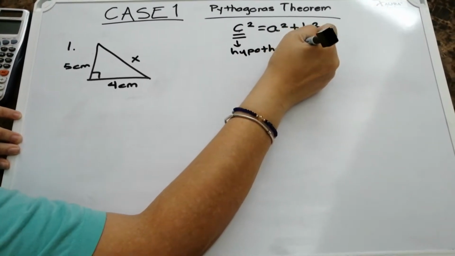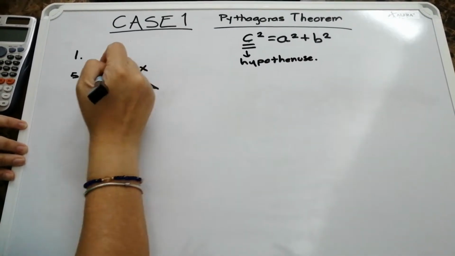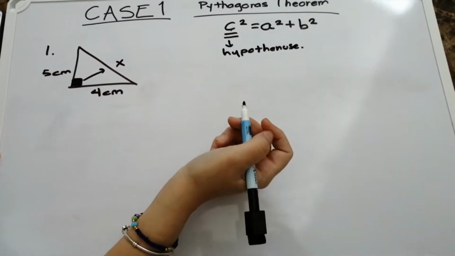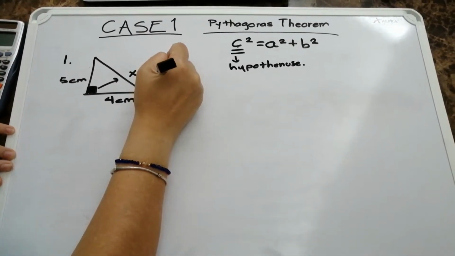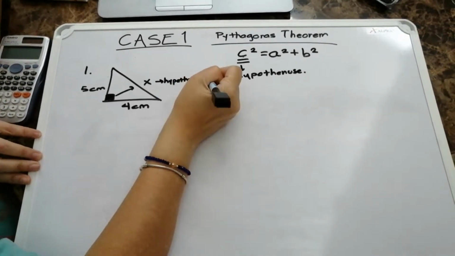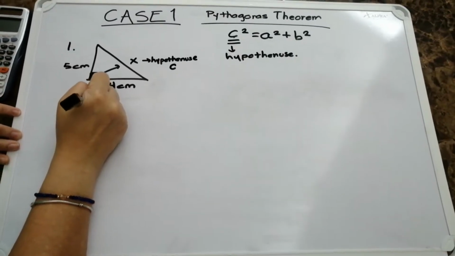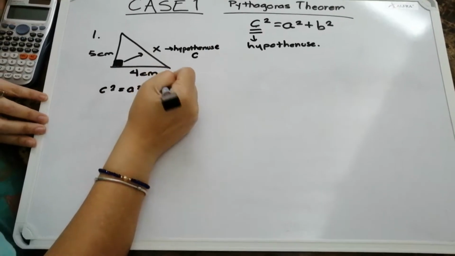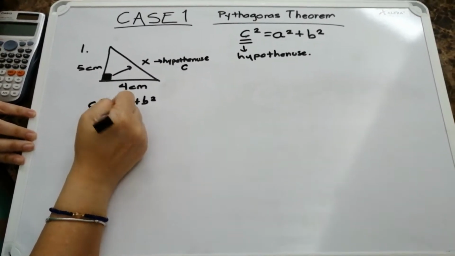The hypotenuse of the triangle, as I already told you, is the side which is across or in front of the 90 degrees angle. In this case, X is the hypotenuse of this triangle. So this side is going to be represented by the letter C. When I use my formula of the Pythagoras theorem, I'm going to replace the letter C by the hypotenuse, which is the side that I'm looking for.